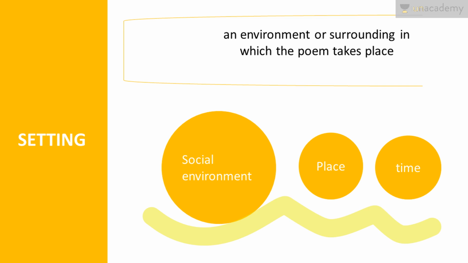By social environment, we mean the kind of society that is depicted in the story, the kind of conventions which are followed by the people in the story. By place, we mean where the story is taking place, whether it's in the whole of the universe, or it has a world as the setting, or a particular country or a particular city, or the story may be taking place in a school or in a cottage.